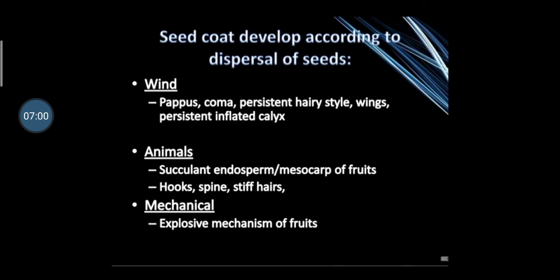Then we have hooks, spines or stiff hairs that must be present on the seed so that these seeds can easily stick to the animal body and be dispersed easily. Next we have the mechanical method, which is done by the fruit itself. When the fruits burst out, the seeds get dispersed to a large area.